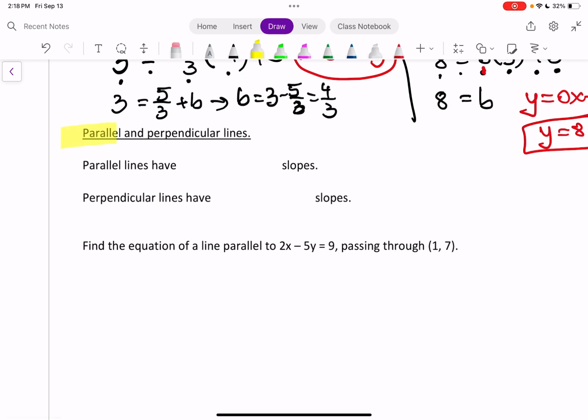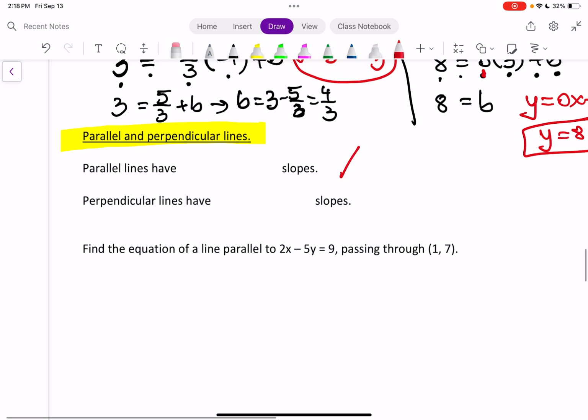Some lines are parallel to each other, and some lines are perpendicular to each other. Parallel lines simply means that they move exactly at the same rate. In other words, they will have the same slopes. They're tilted the same exact way.